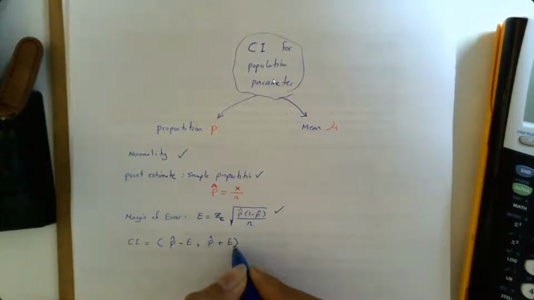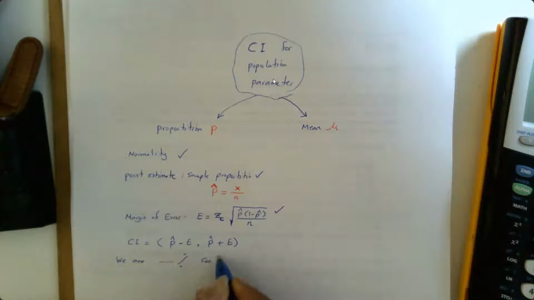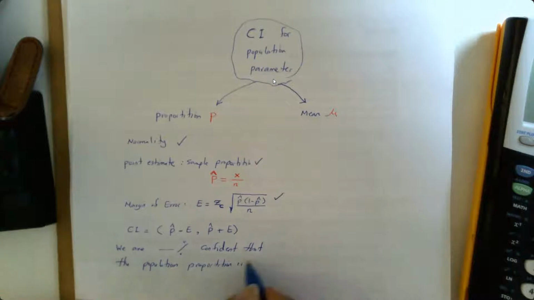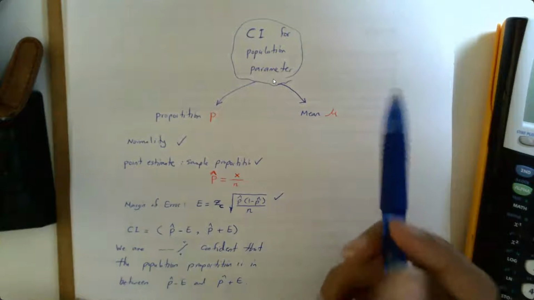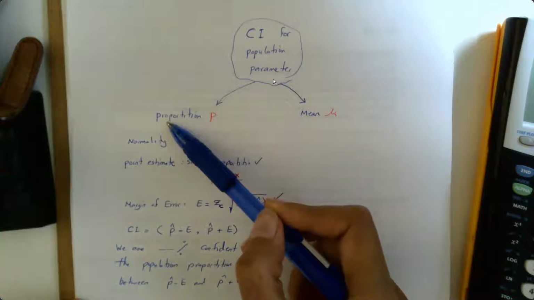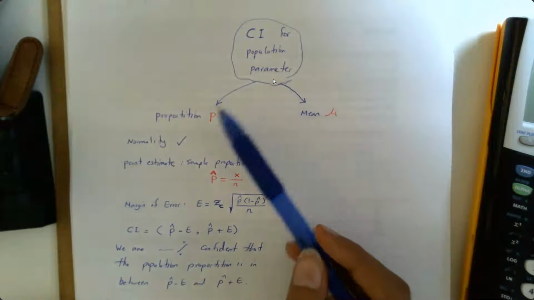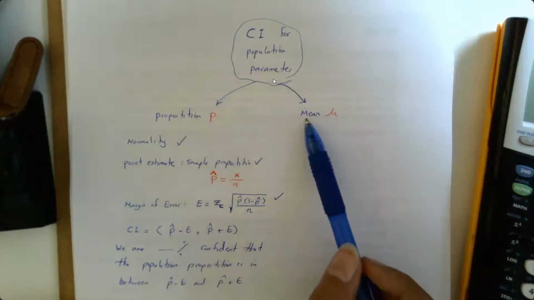Can we say that, for example, we are 95% confident, or blank percent confident, that the population proportion is in between P hat minus E and P hat plus E. So again, if the question is asking about a population parameter, and that parameter is the proportion of population P, we're going to follow these steps.